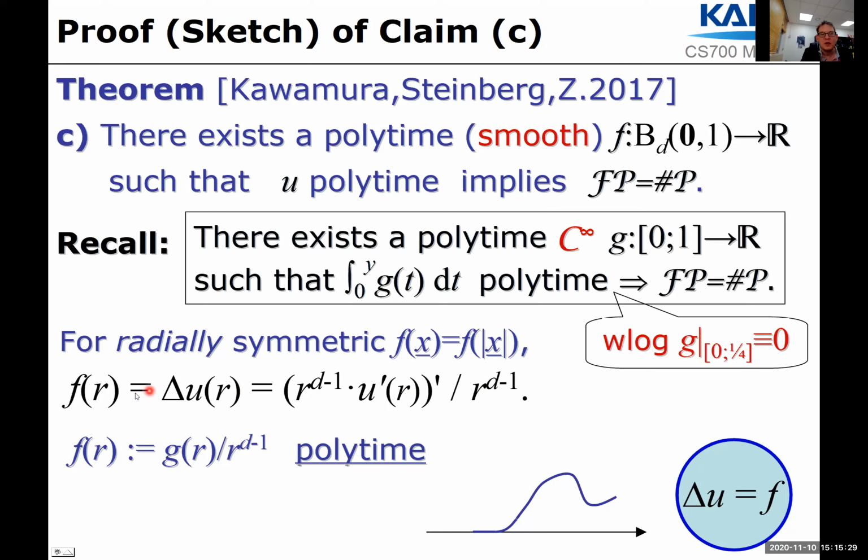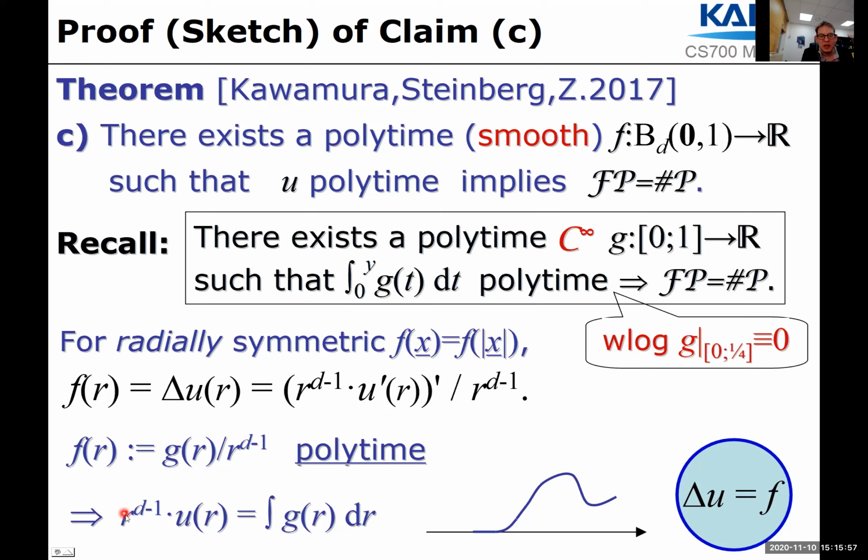Because now both sides contain this division by r to the d minus 1. So they cancel, and we arrive at this ordinary differential equation. There's a prime missing here. It's still second order. But now we can integrate that and arrive at the following solution.